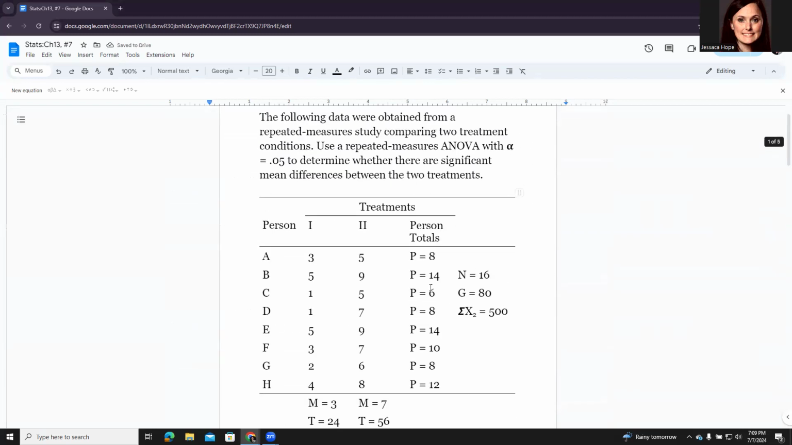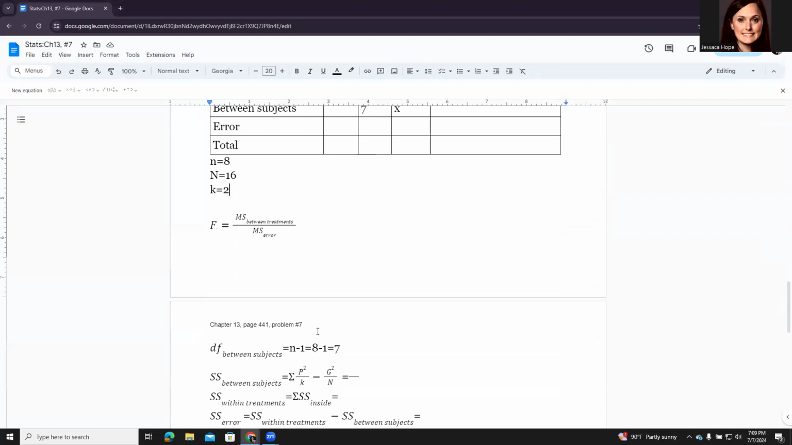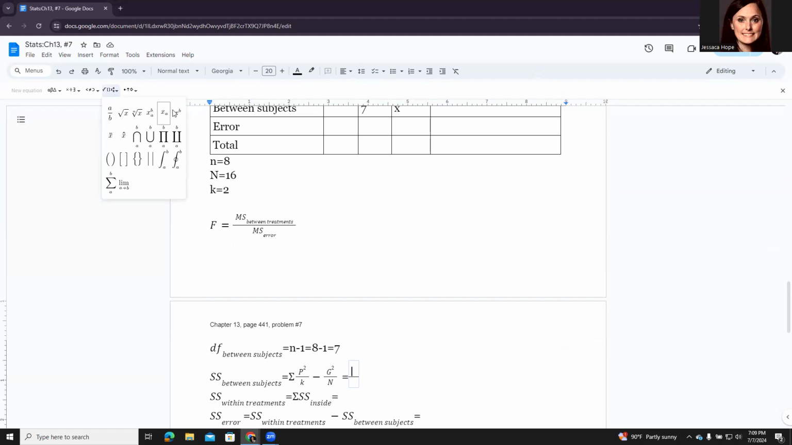Okay, so the first P is 8. So I've got to do 8 squared, right? Because it's P squared. So I'll do 8 squared. This is not super easy. Okay, so over K, which is 2. And then I'm going to do plus, because it's summation.